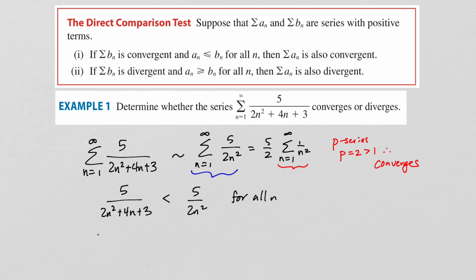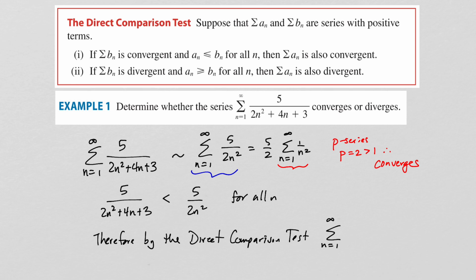So we'll go ahead and say, therefore, by the direct comparison test, the summation n equals 1 to infinity of the series in question here also converges.